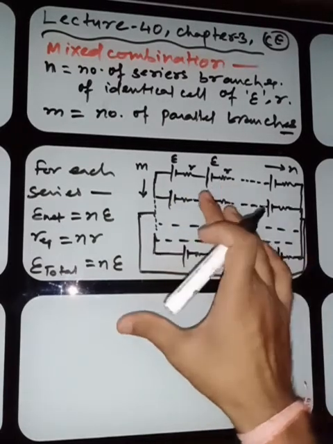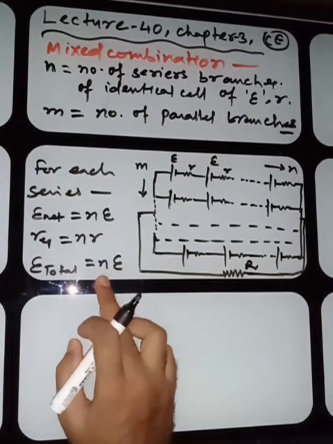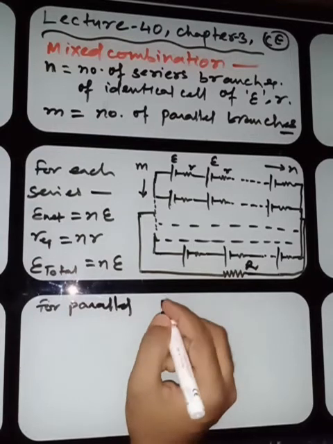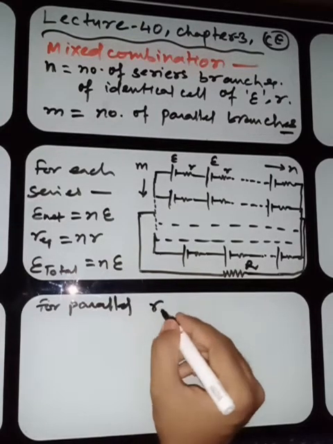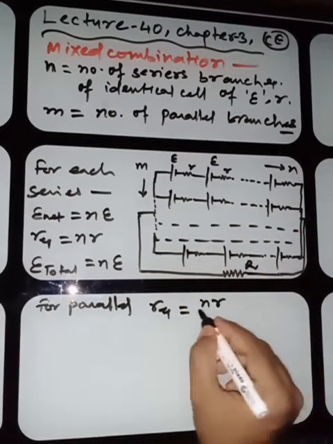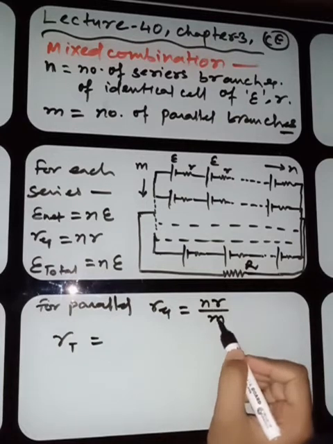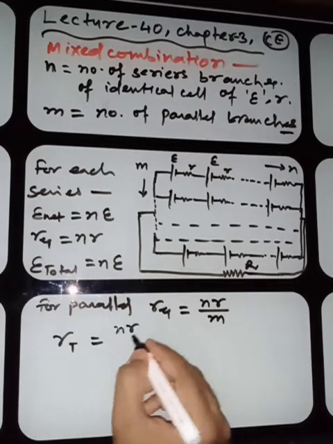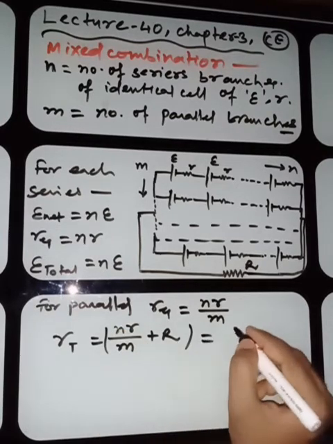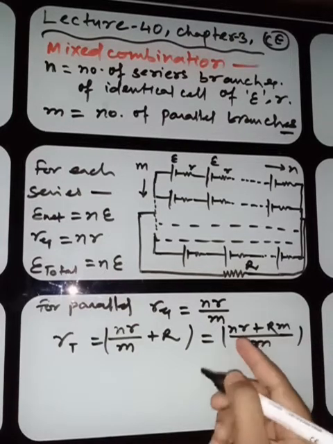And what will be the resistance? We have studied the EMF for the entire network, it is nE. But for the parallel network, what will be the total resistance? The r equivalent will be nr divided by m, and the total resistance R total of the network, this nr by m is in series with R, so it will be nr divided by m plus R. I hope you understand. This is the total resistance. You can also write it as (nr plus Rm) divided by m. This is the total resistance of the network.